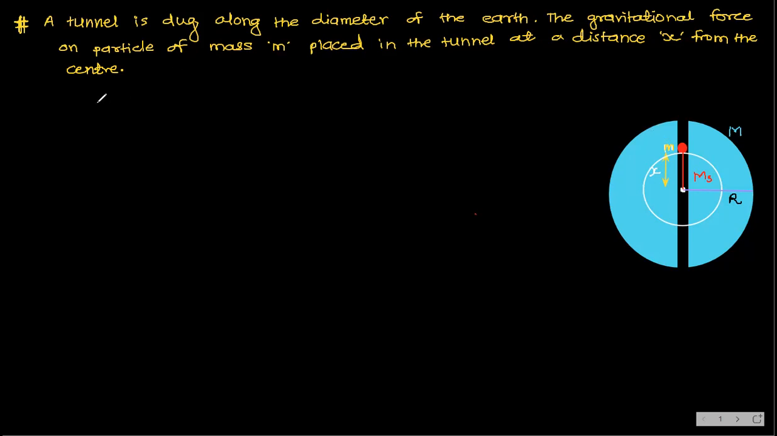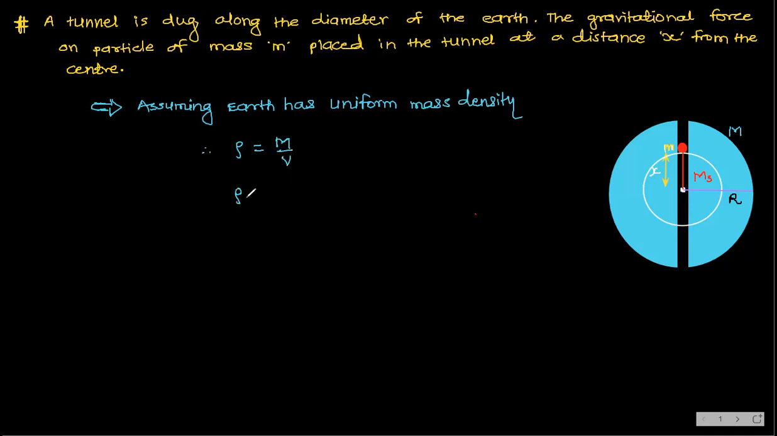Right. Now first of all, assuming Earth has uniform mass density, therefore rho is equal to M by V. Also rho is equal to Ms by Vs. M by V means M by 4 by 3 pi R cube, which is equal to Ms divided by 4 by 3 pi x cube.